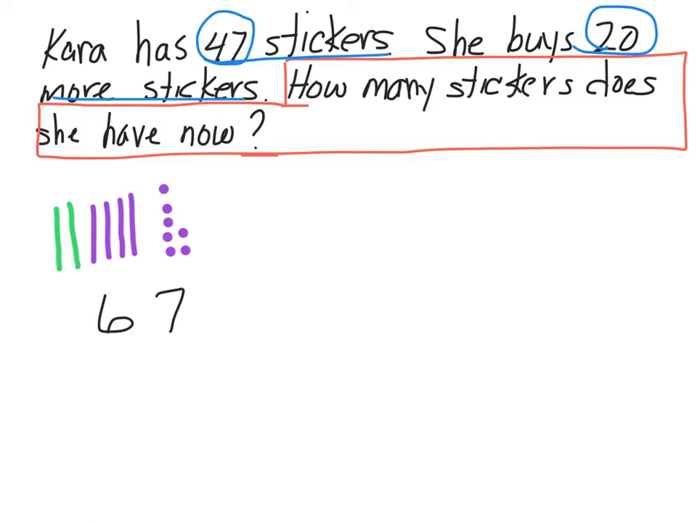Well, what's another way that we might be able to solve this problem other than drawing quick pictures? Well, if you're looking at the number 47 and the number 20, we could count by tens from 47. We could add 2 tens to 47 in our heads. So 47, 57, 67. Let's go ahead and try another problem.